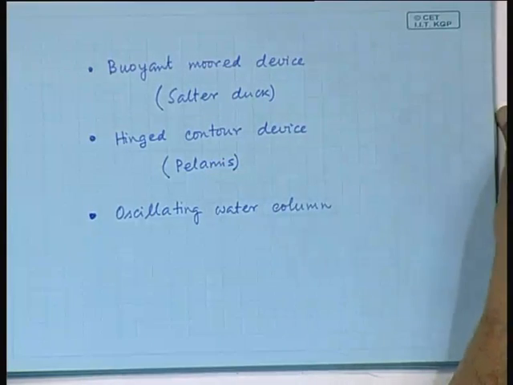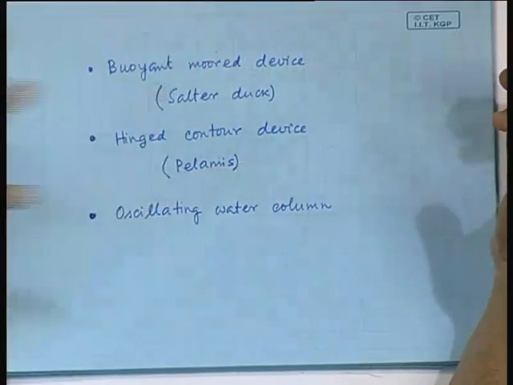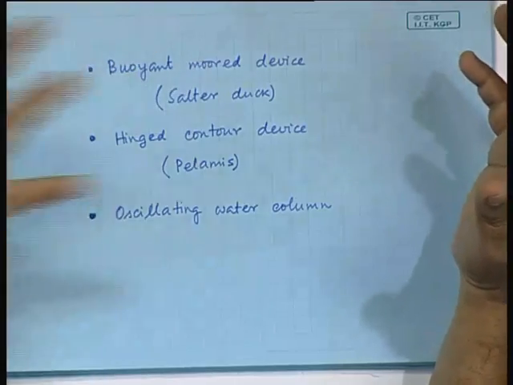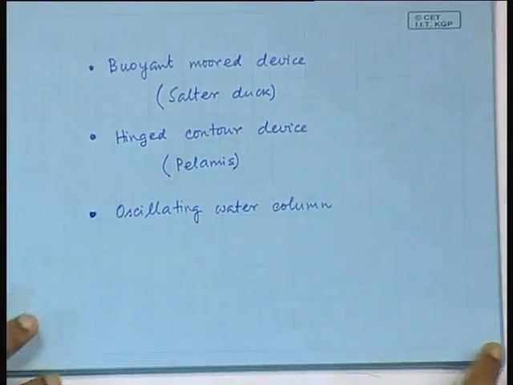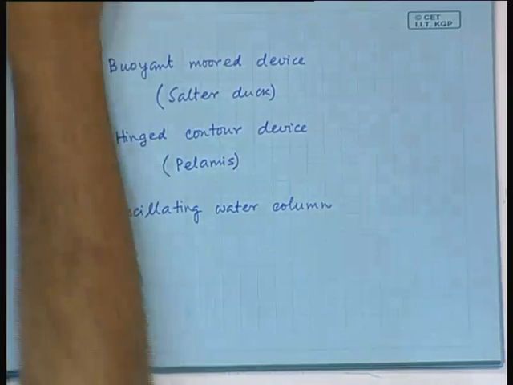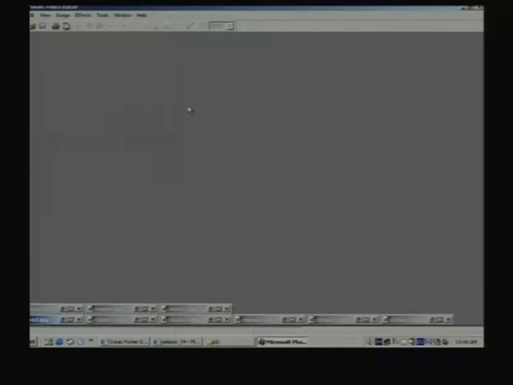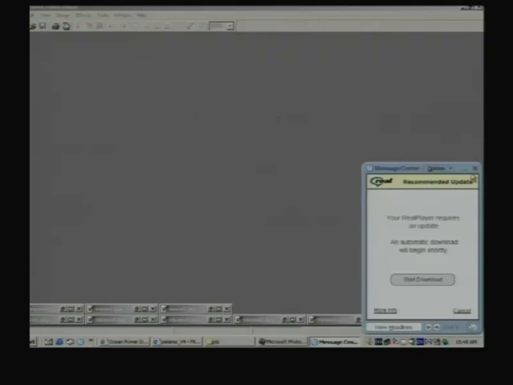Oscillating water column is where the wave pushes an air column and makes a device move. I will come to all that later, but now let us look at the computer.